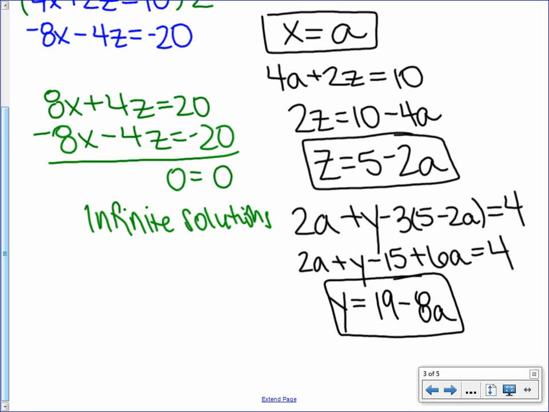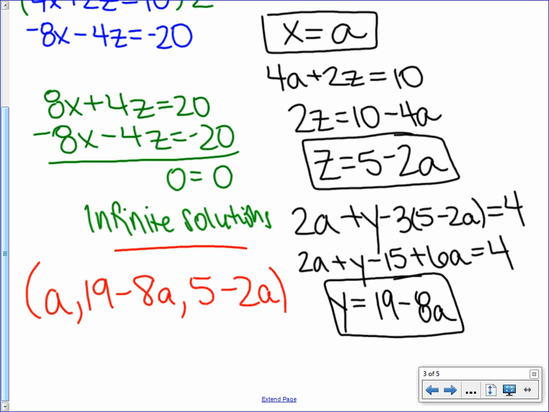Okay, so we could write this as an ordered triple: a, 19 minus 8a, 5 minus 2a. That way, this is describing a linear relationship. If we plug in a is 1, we can find a point on the line. If we plug in a is 2, we can find a point on the line. So this is representing an infinite number of solutions where the relationship is linear.